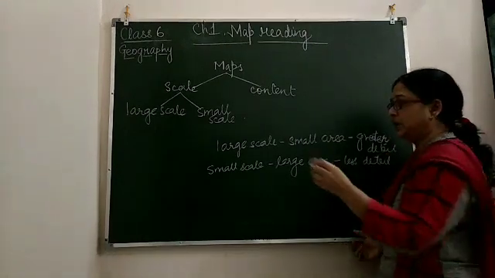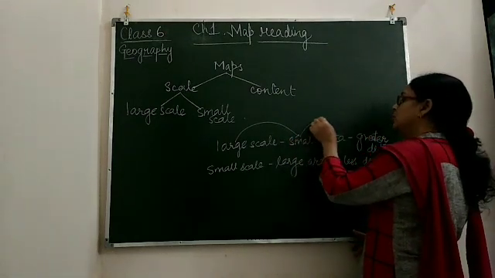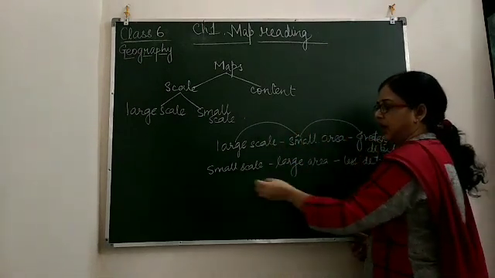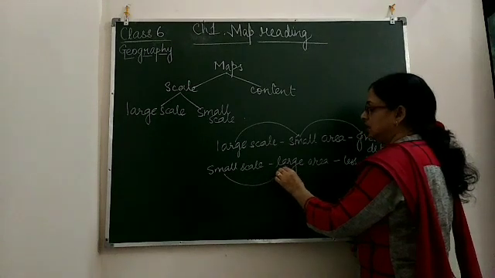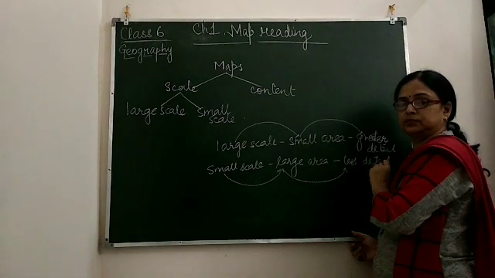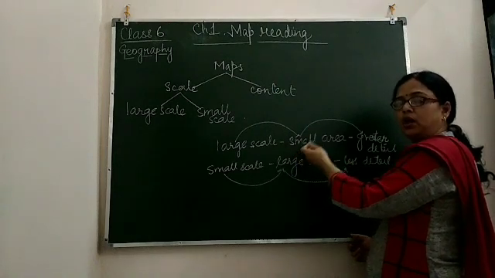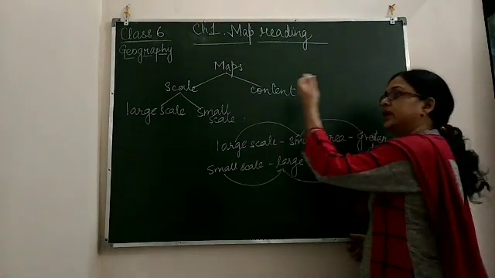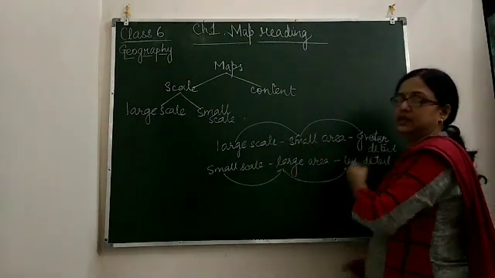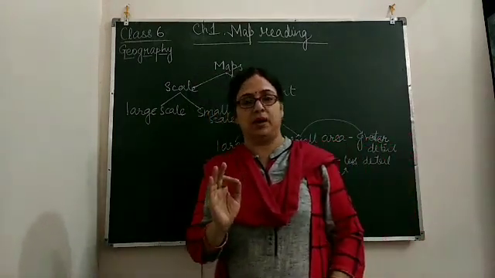Now you can keep in mind that the opposite is there: large scale, small area, and the opposite of greater is small. And for small area, the opposite is small scale, large area, and less detail. So a large scale map shows the small area in greater detail, whereas a small scale map depicts the large area in less detail. This is the main difference between the large scale map and the small scale map.